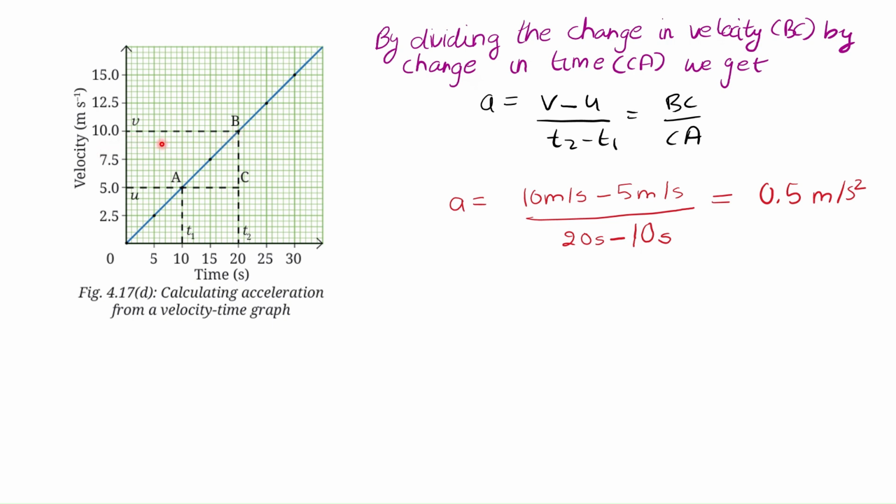Can you calculate the acceleration from the velocity time graph? By dividing the change in velocity BC by change in time CA, we get a equals (v minus u) upon (t2 minus t1), which equals BC by CA. Acceleration then comes out to be 0.5 meter per second square.